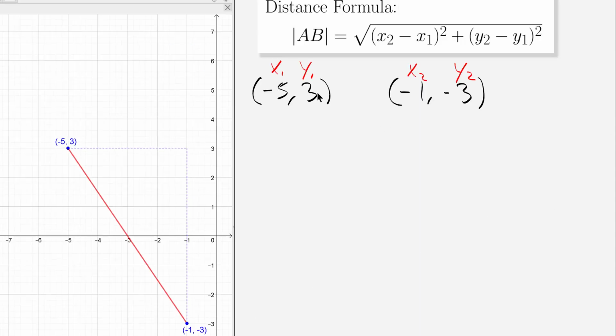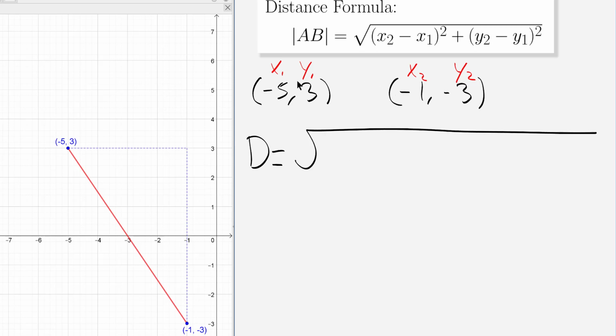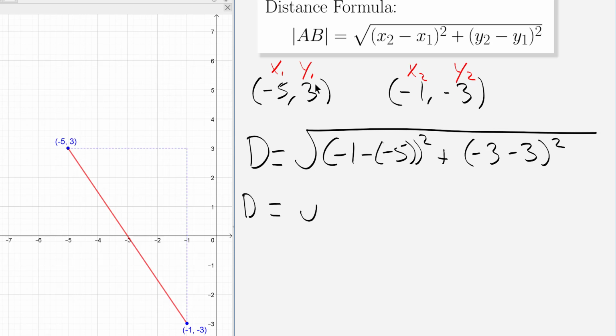So we have our points minus 5, 3 and minus 1, minus 3, and remember we label the first point x1, y1 and the second point x2, y2, and then it's just a case of filling into the formula. This time I'm going to say the distance, capital D for the distance, is the square root of (x2 minus x1) squared. So that's (minus 1 minus minus 5) squared, plus (y2 minus y1) squared. So that's going to be (minus 3 minus 3) squared. So the distance is the square root.